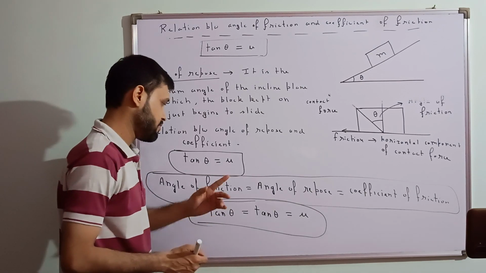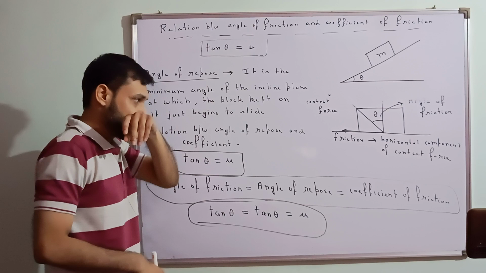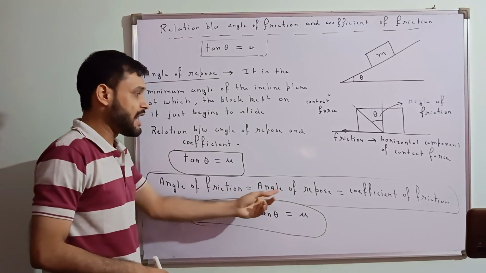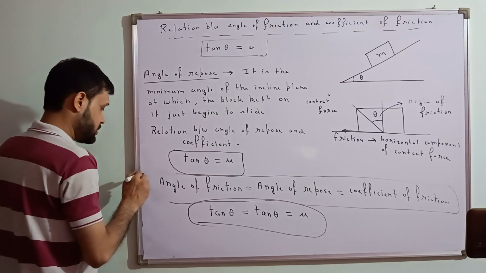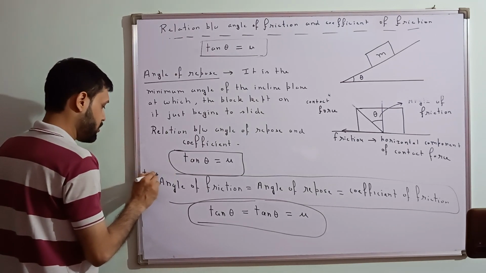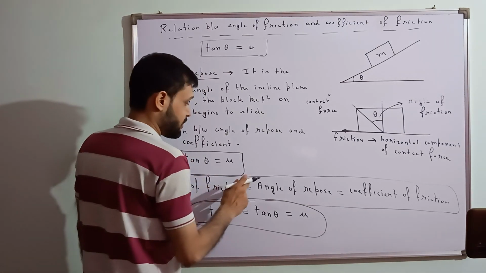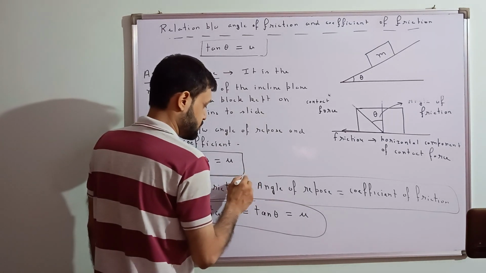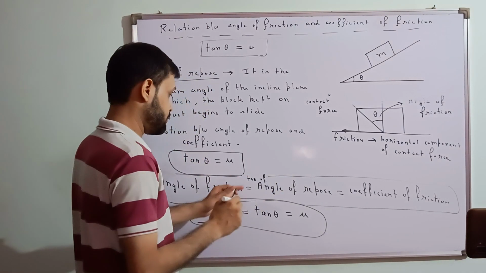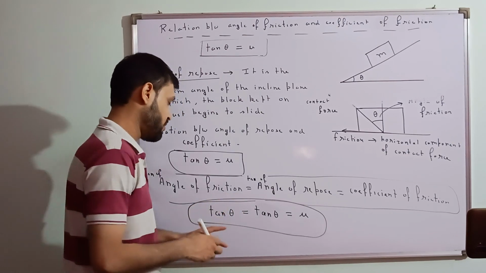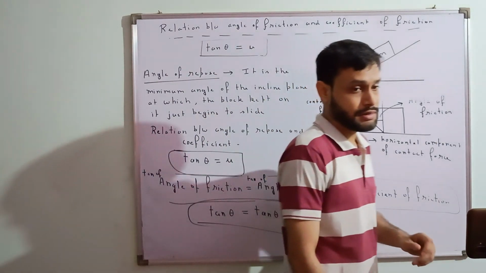Actually, this is, okay, this is basically tan of angle of repose. This is basically not angle of repose, this is tan of angle of friction. Tan of angle of friction or tan of angle of repose is equal to the coefficient of friction. Basically, it is tan theta. Tan of angle of friction is equal to tan of angle of repose, which is equal to the coefficient of friction.